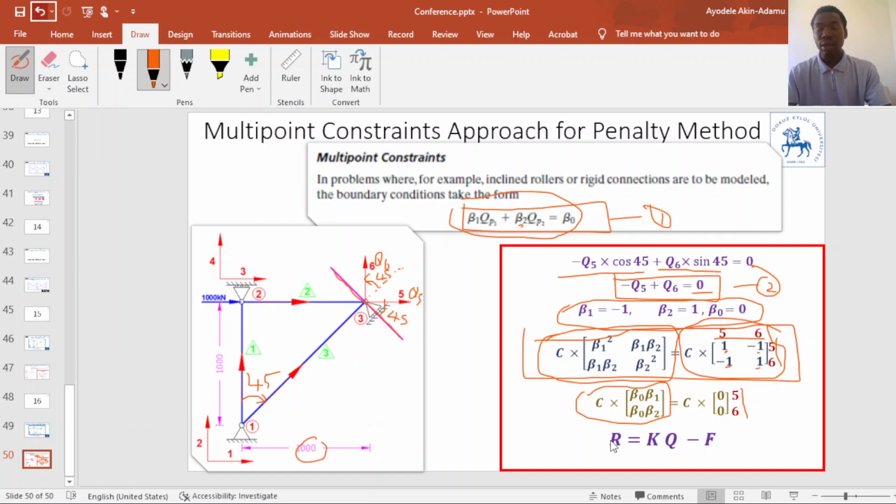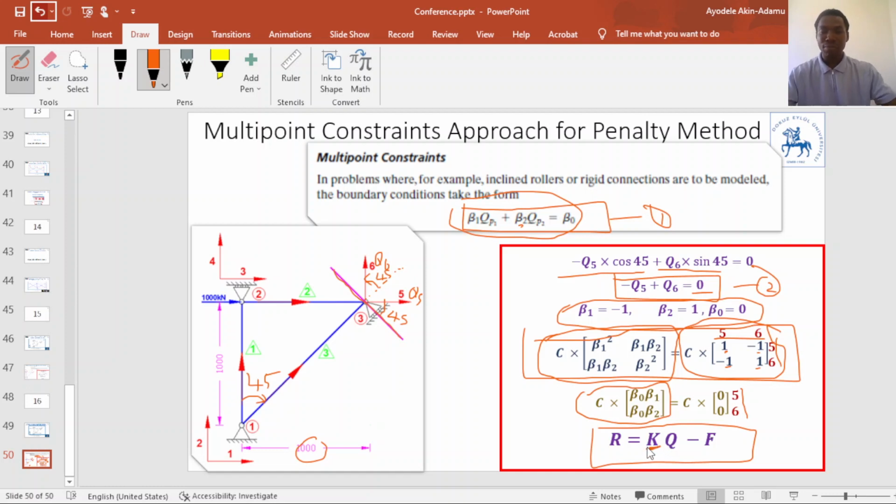After we've computed the displacement vector and our axial force in the member, we can also compute the reaction components at the support using this equation: R equals KQ minus F, where K is our global stiffness matrix, unmodified.